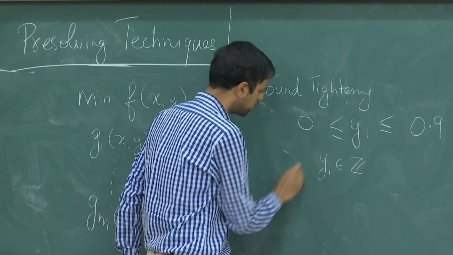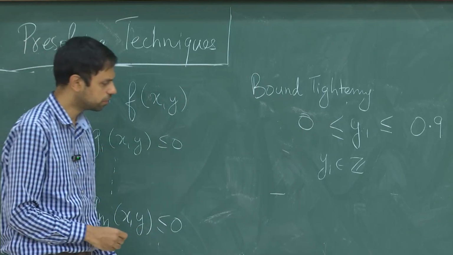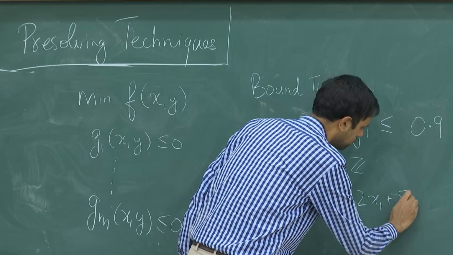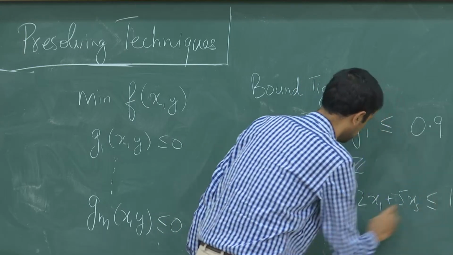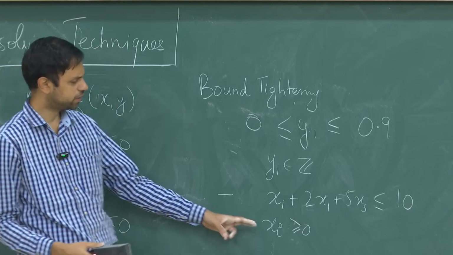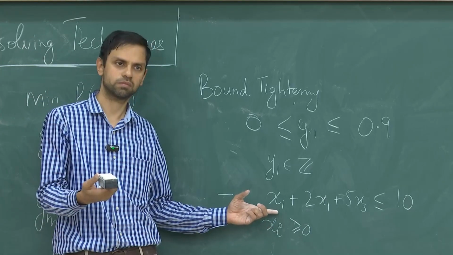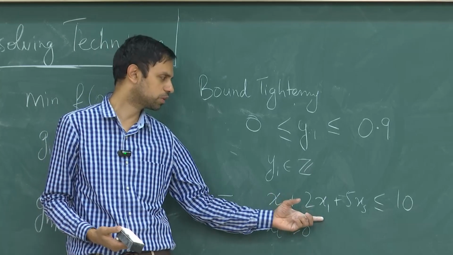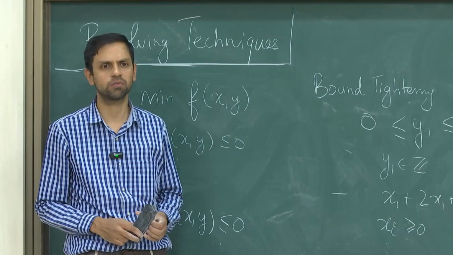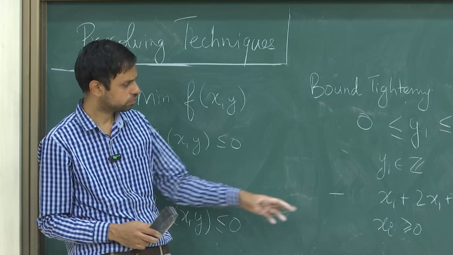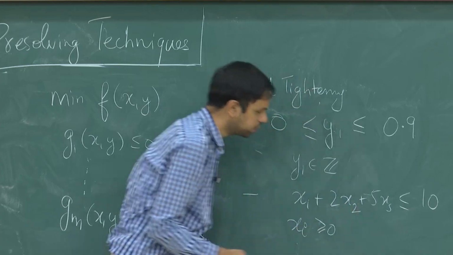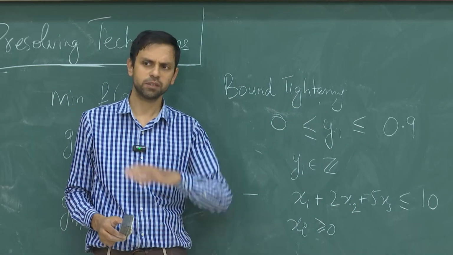But you can also tighten bounds for many other variables in the following way. Suppose I have again a very simple example, and all x's are greater than or equal to 0. So from this constraint, I can say that x1 can at most be 10, x2 can at most be 5, and x3 can at most be 2. So I get some range of each variable. All right, so very simple.